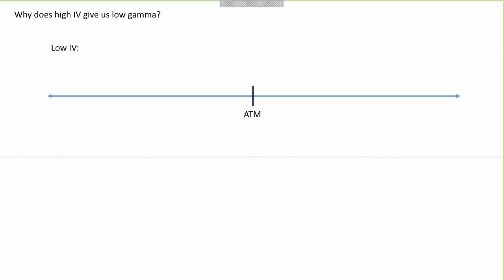So, here's at the money. Now, if I draw the one standard deviation kind of move, that gives us roughly that spread. What delta are we going to have at the money? We're going to have a delta of 50. What delta are we going to have at one standard deviation away? Roughly 16. Let's put those in.